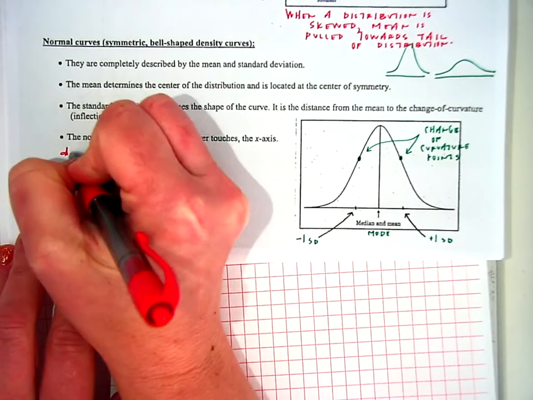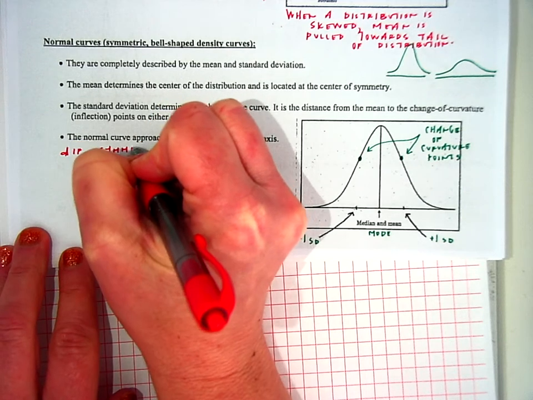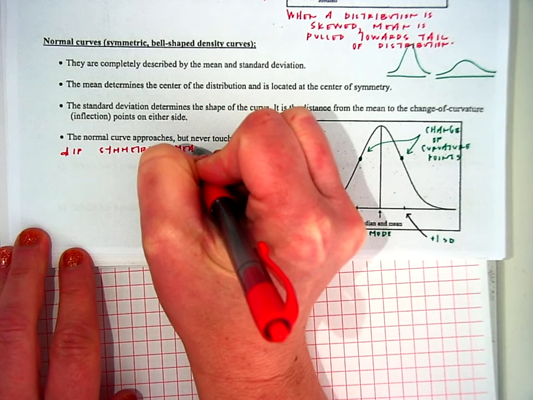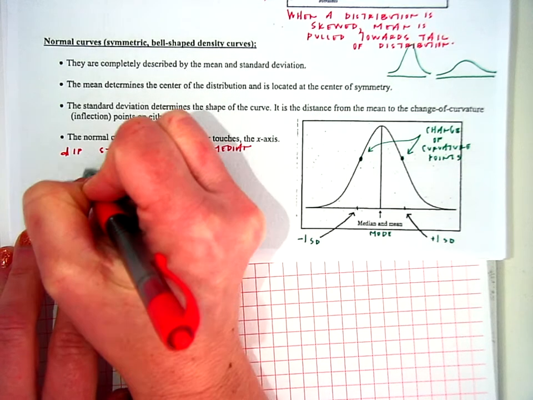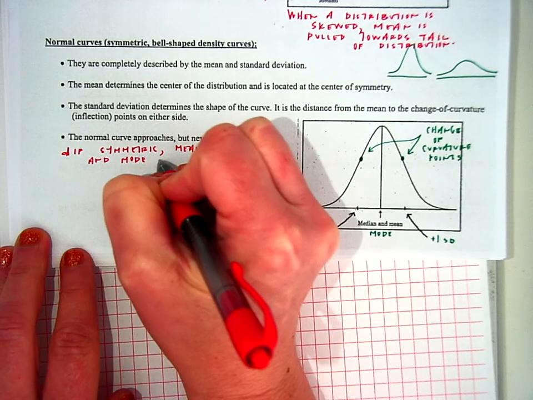Okay, so now here, again, one more thing to note off to the side and just practice drawing it. If it's symmetric and bell-shaped, we know that the mean, the median, and the mode, they're all in the same position.